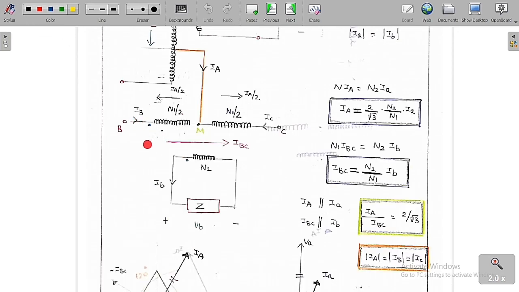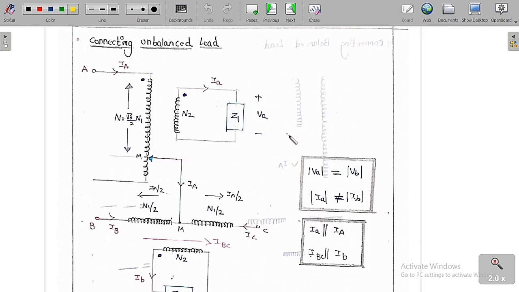IB is equal to IBC minus IA by 2. IC is equal to minus of IBC plus IA by 2. This is the thing that I am trying to say here. If you connect a three-phase balanced supply and the load is a balanced load, then we are going to get two-phase balanced voltages and also two-phase balanced currents. These two-phase balanced voltages are perpendicular to each other and these two-phase balanced currents are also perpendicular to each other. That is the meaning of what we have studied up to now.